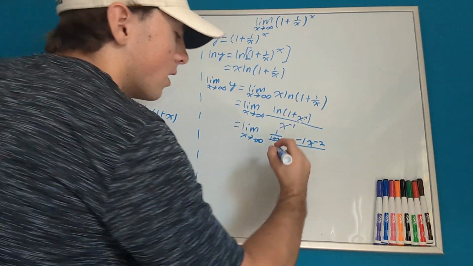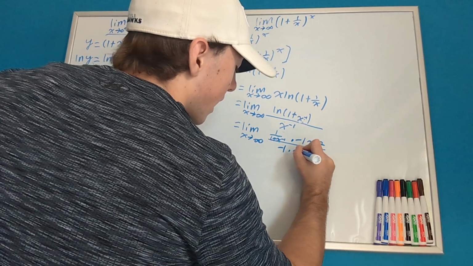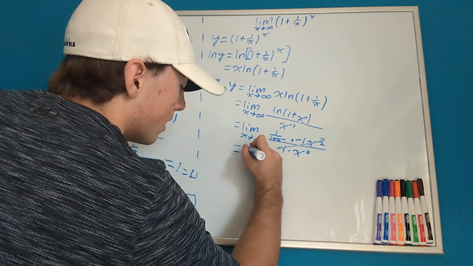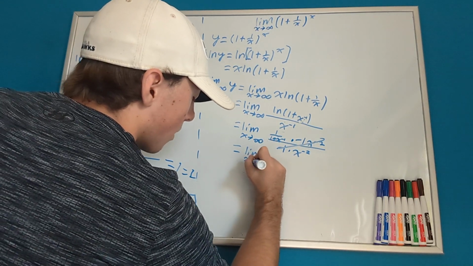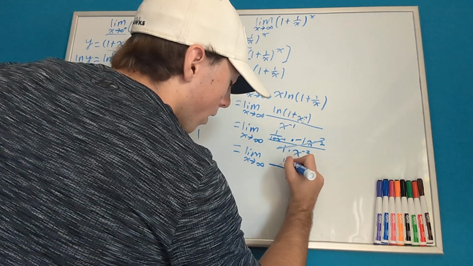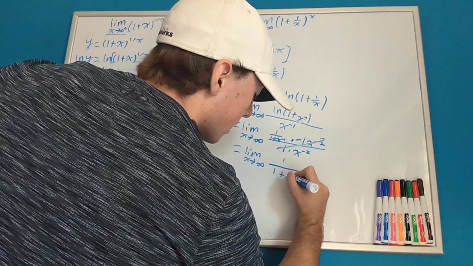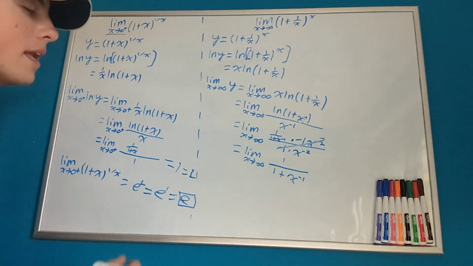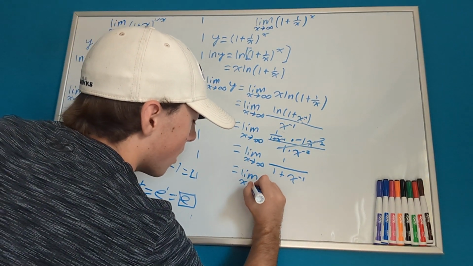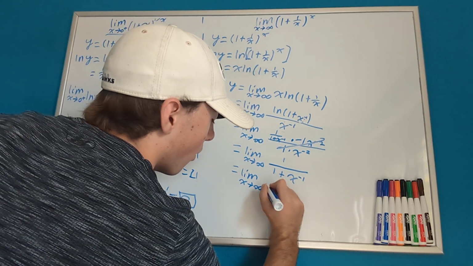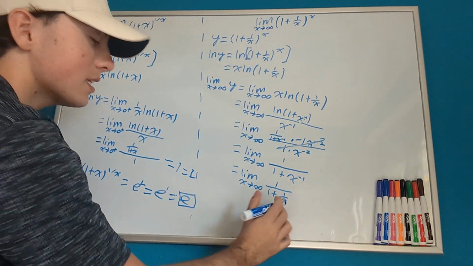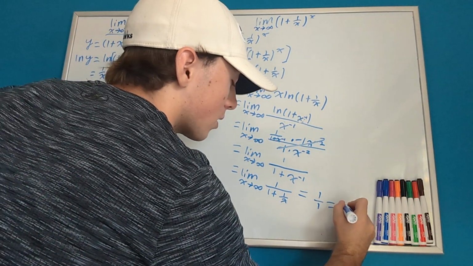What's the derivative of this? Well, that'll be negative 1 times x to the negative 2. These will cancel out, and we'll be left with the limit as x approaches infinity of 1 over 1 plus x to the negative 1. Now, this also just equals the limit as x approaches infinity of 1 over 1 plus 1 over x. This will go to 0, and this will be 1 over 1, which equals 1.